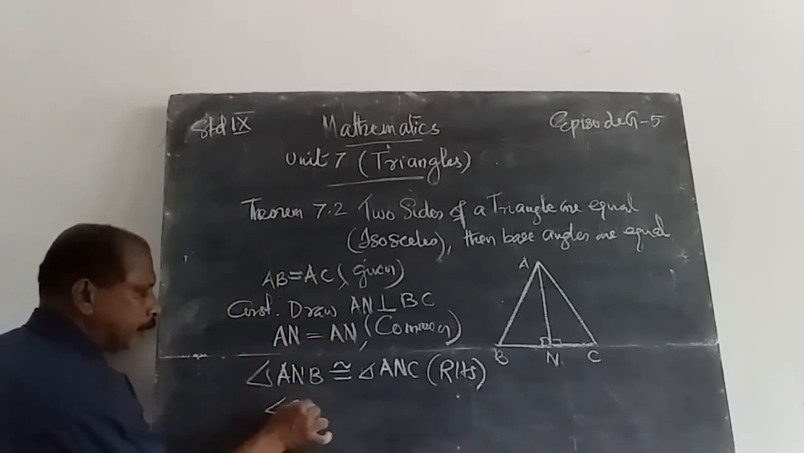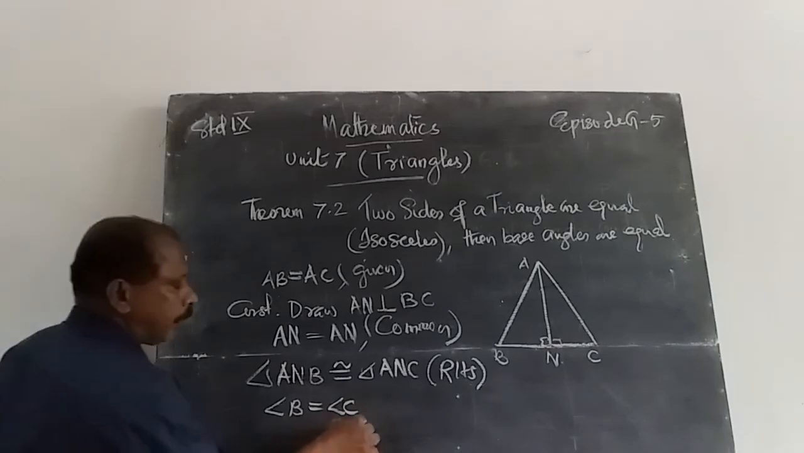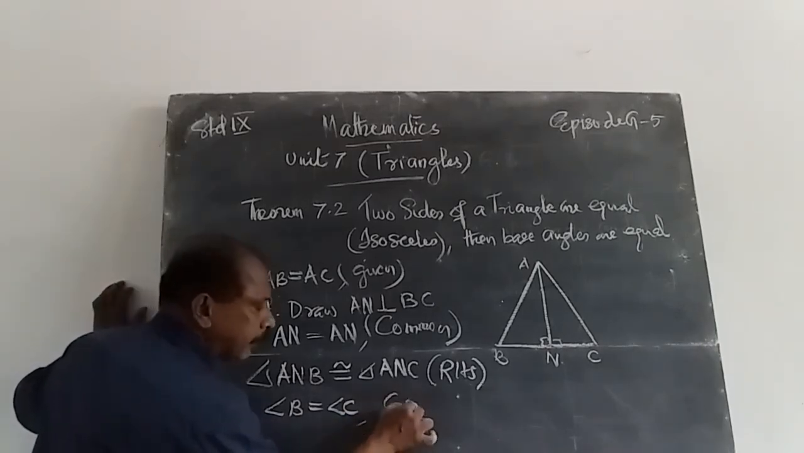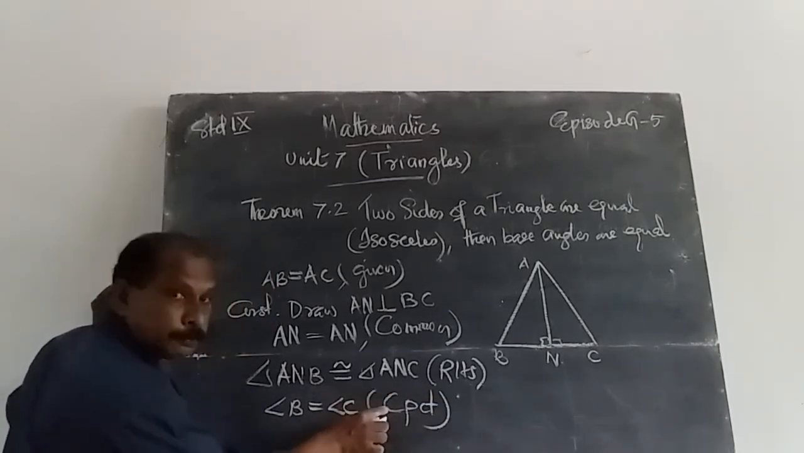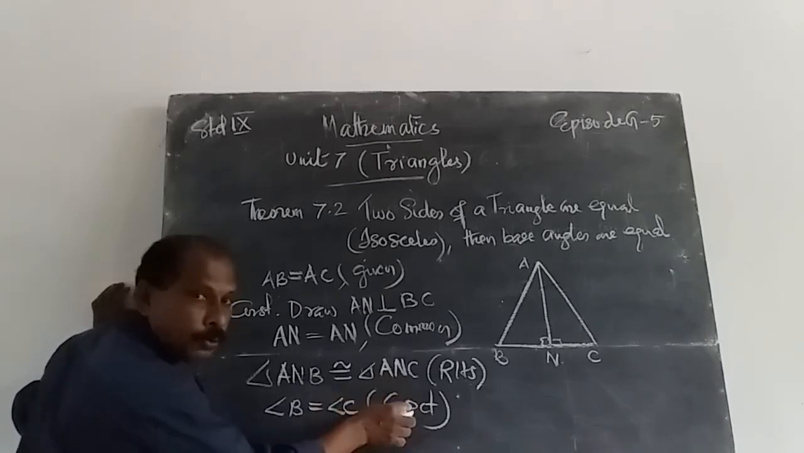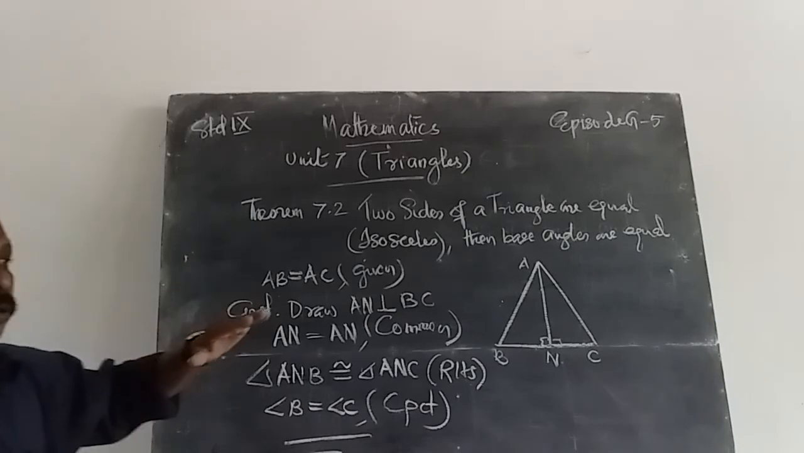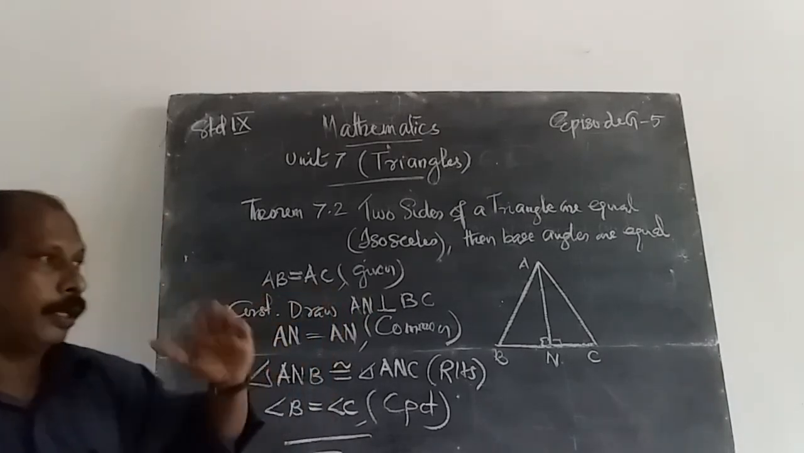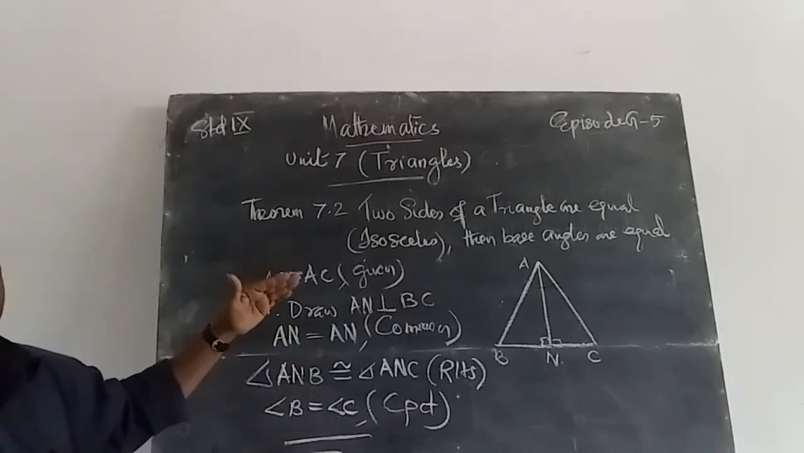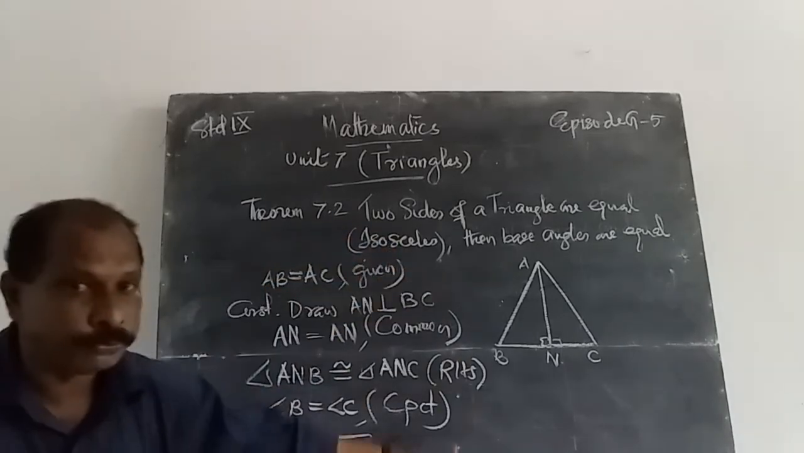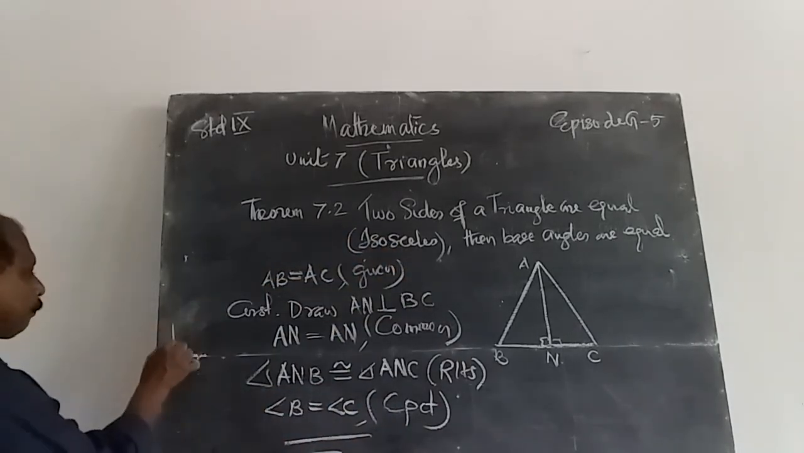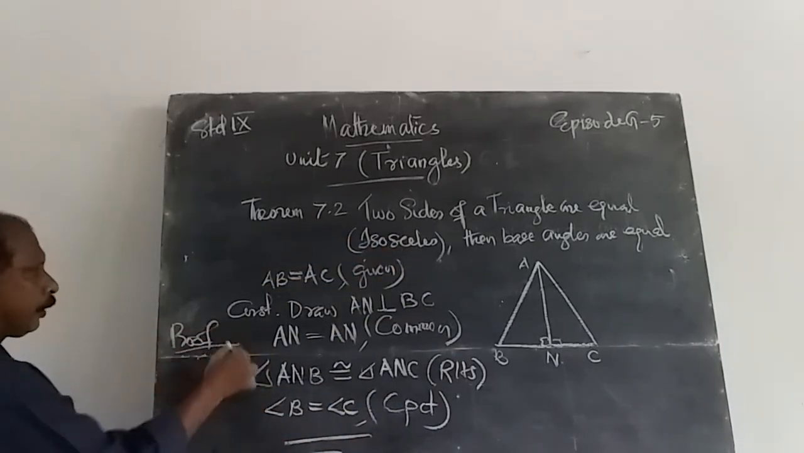That is the RHS theorem for that congruency. Therefore, angle B is equal to angle C. That is CPCT. What do you mean by CPCT? Corresponding parts of congruent triangles. We can do that research. Therefore, theorem number 7.2 is another theorem, but for that theorem we verify it using proof. That means this is the proof of that.